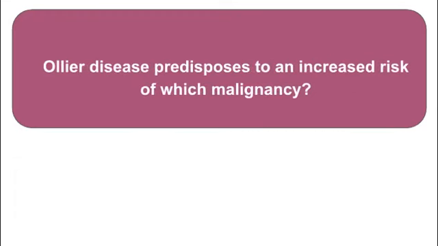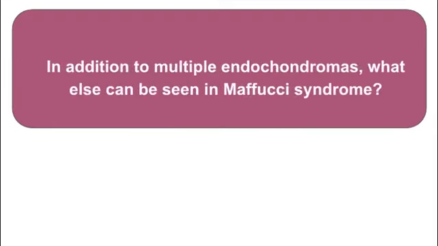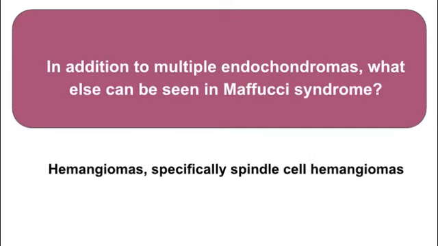Ollier disease predisposes to an increased risk of which malignancy? Chondrosarcoma. In addition to multiple endochondromas, what else can be seen in Maffucci syndrome? Hemangiomas, specifically spindle cell hemangiomas.